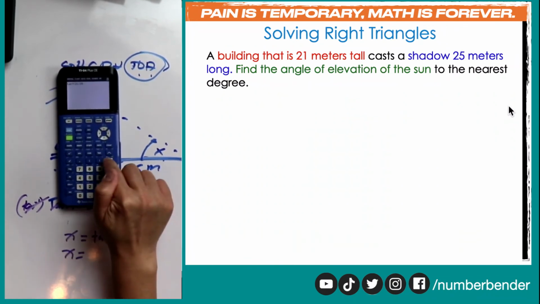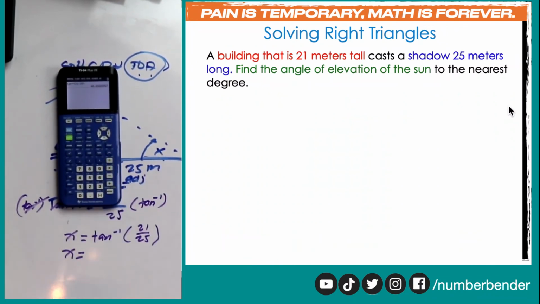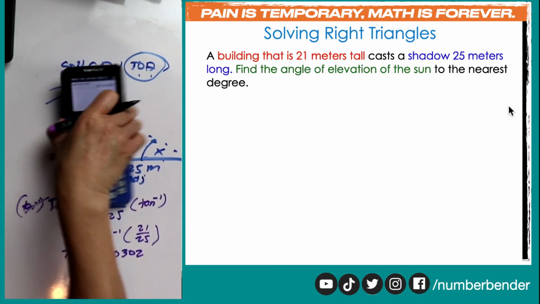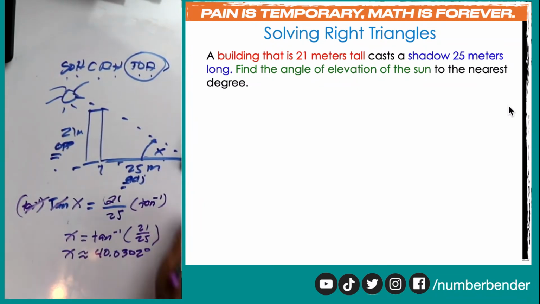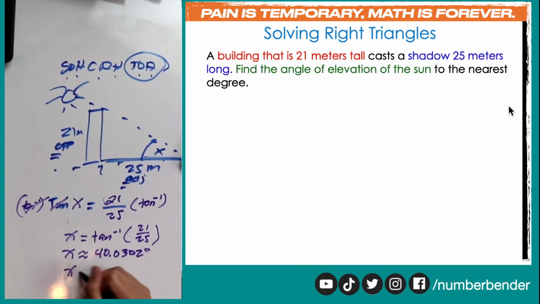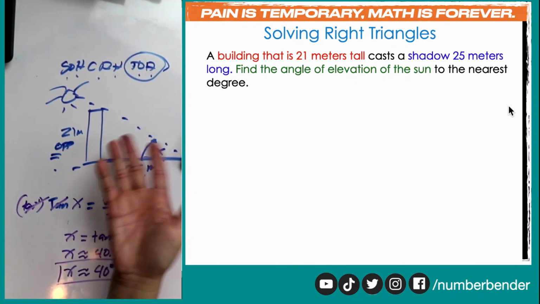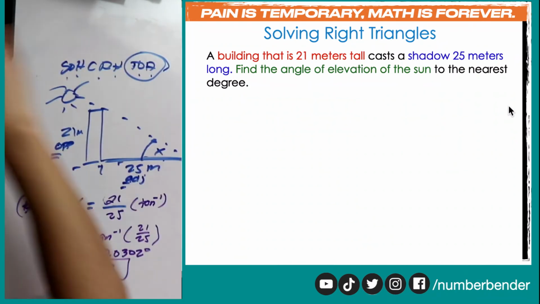And now we have x approximately equal to 40.0302, and that is the angle measurement that we are seeing. And if we want to round it to the nearest degree measure, x is equal to 40 degrees using our calculator based on the diagram that we have drawn from this particular problem.